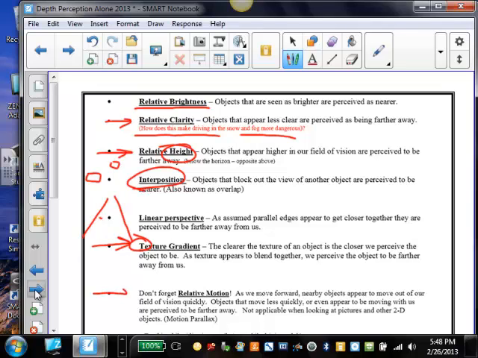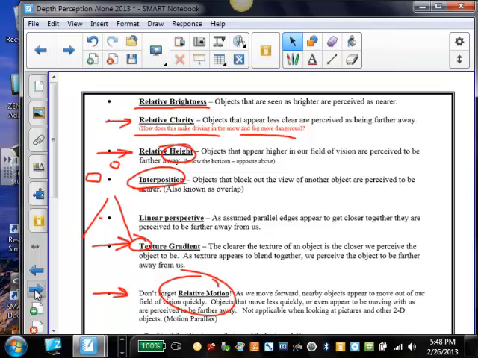And then there's another one called relative motion. This basically means as we're actually moving forward, objects that move out of our field of vision more quickly are perceived to be nearer than objects that move more slowly out of our field of vision. So we have to be moving for that one.